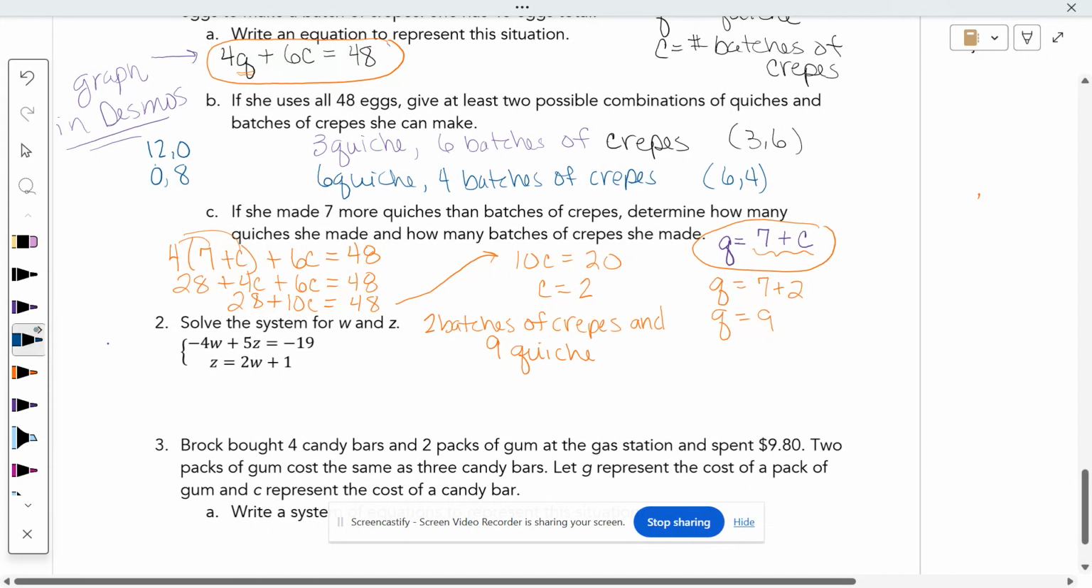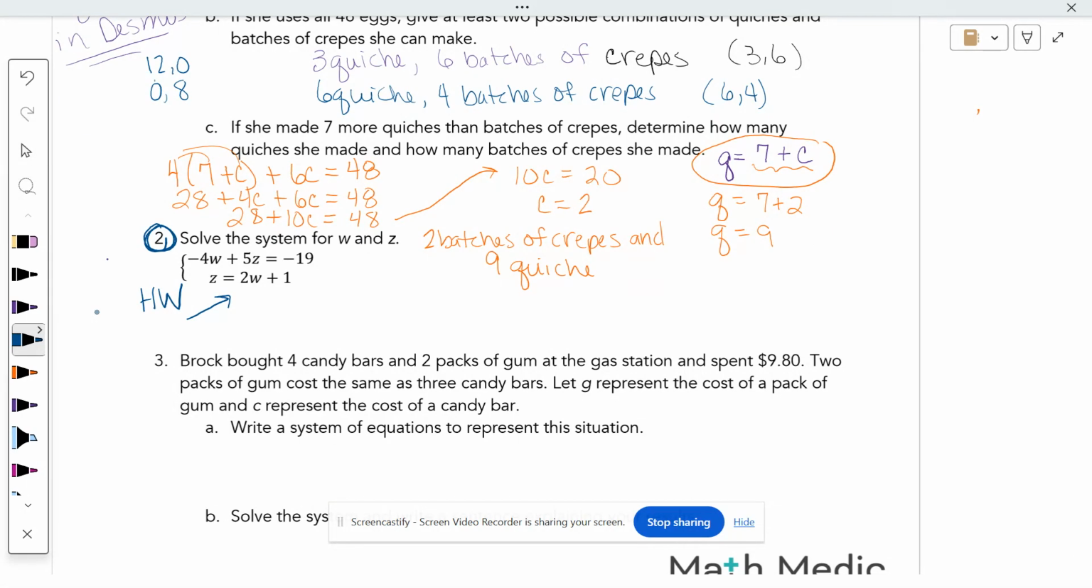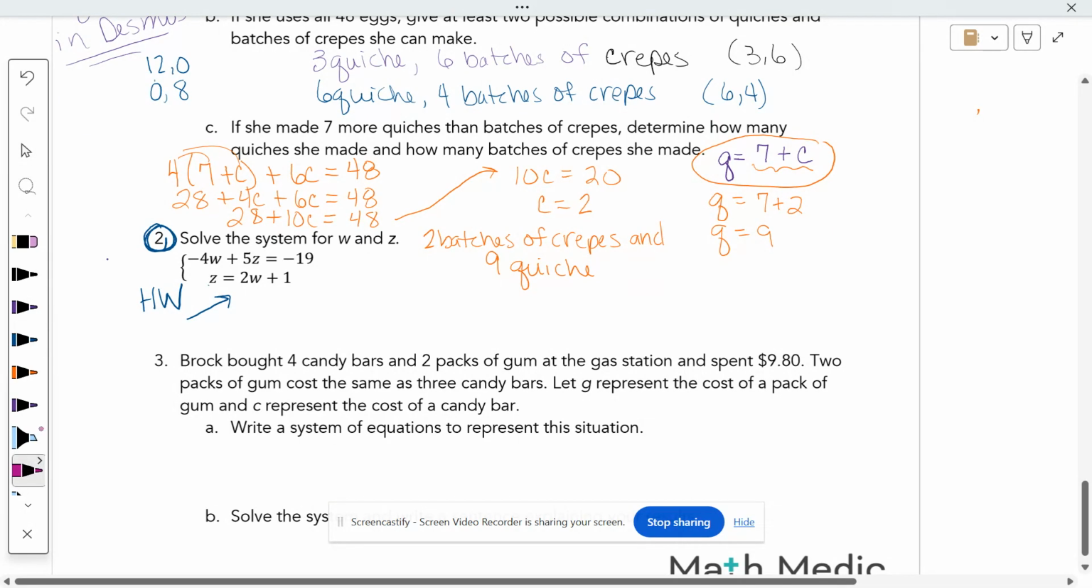All right. Example number 2, you are going to do by yourself. Example number 2 is part of your homework. You're going to do this by yourself. I'll check this tomorrow and make sure that you have it completed. I want you to look at Z and see that Z is represented by the expression 2W plus 1. So you're going to replace the Z in the first equation with 2W plus 1. Then you're going to have to distribute.